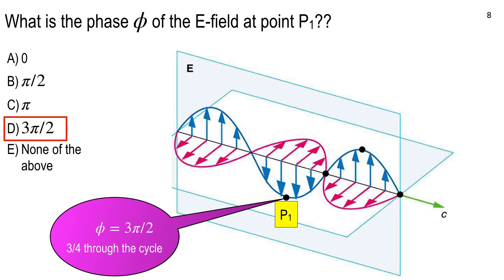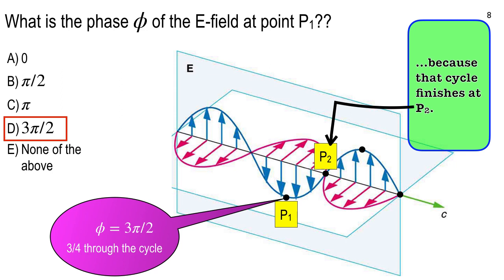All right. Now, so that's just a little workout. The reason that you want to think of it as being 3/4 of the way through the cycle is that point P2 again is where that first cycle finishes. So at point P1, you're 3/4 of the way through.